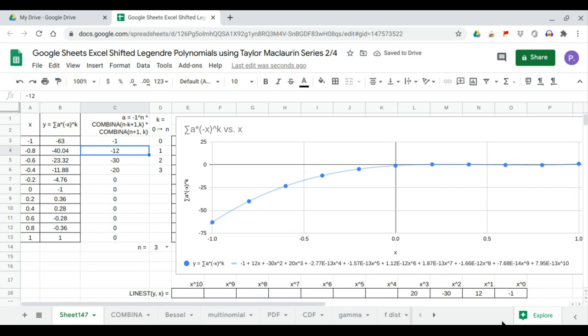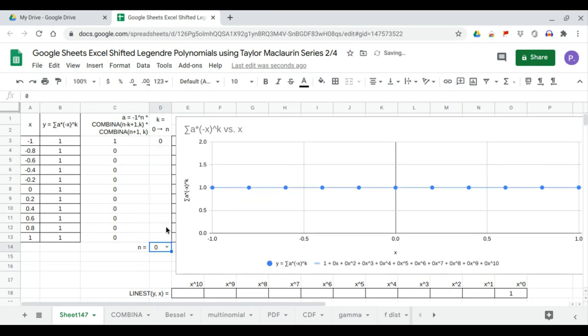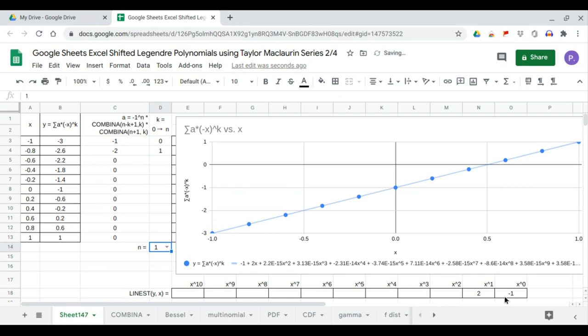So here we have the trend line equation and the polynomial and the regression coefficients. So we begin with n equals 0. At n equals 0, regression coefficient is 1, so y equals 1, and this is the trend line. At n equals 1, regression coefficient is negative 1 plus 2x. That's y equals negative 1 plus 2x, and it's a straight line.